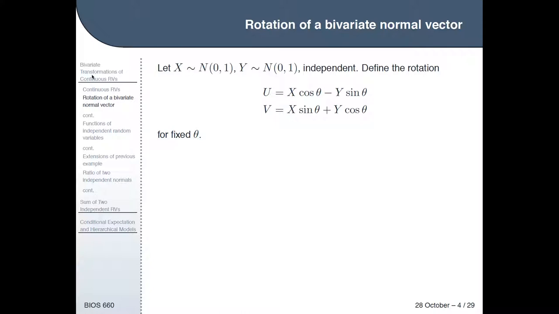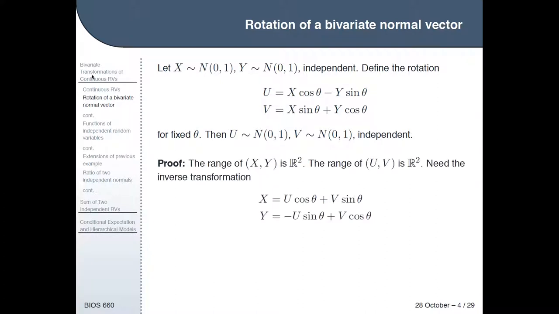So an example of this: say X and Y are independent normal random variables, and you do this funky rotation where you multiply by sines and cosines and stuff like that. Then we're going to show that this rotated U and V are also independent normal 0, 1s. So the range of X and Y is R2. Both normal random variables can take on any possible real number, which implies that the range of U and V is also the full R2.